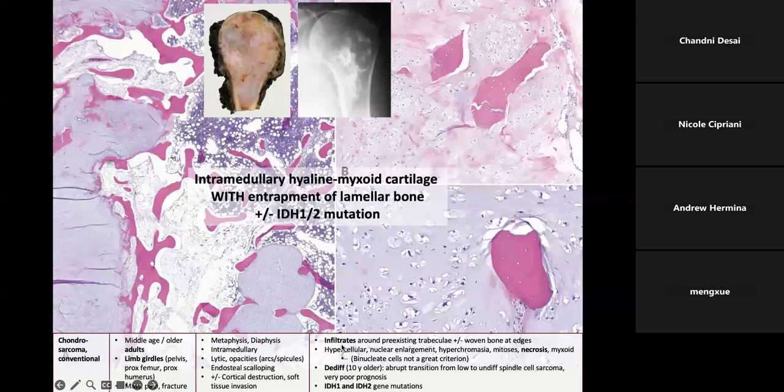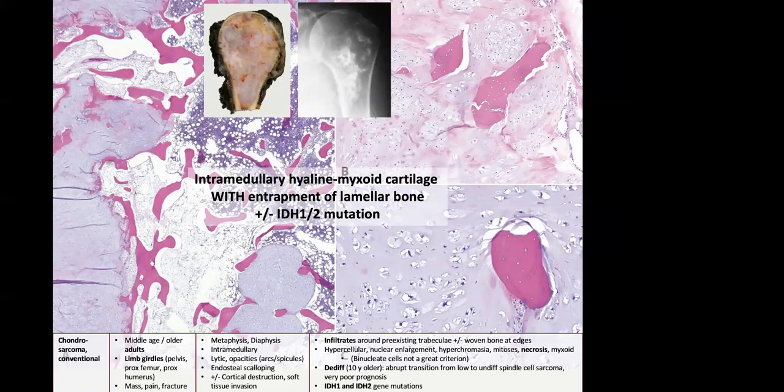If you start to see bony entrapment, then you're dealing with a conventional chondrosarcoma. These tend to be somewhat more myxoid, but also can be hyaline in appearance. By definition, they must entrap and penetrate through pre-existing lamellar bone, as you can see here. And again, they have IDH mutations, so it does not distinguish them from benign. For grading, it's generally grade 1, grade 2, grade 3 with increasing cellularity and atypia. And finally, DDIF, as pointed out here, is an abrupt transition to an undifferentiated spindle cell sarcoma.